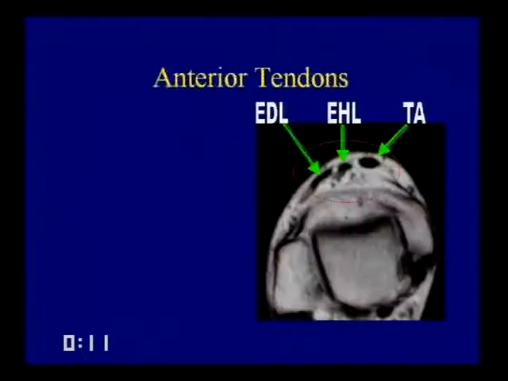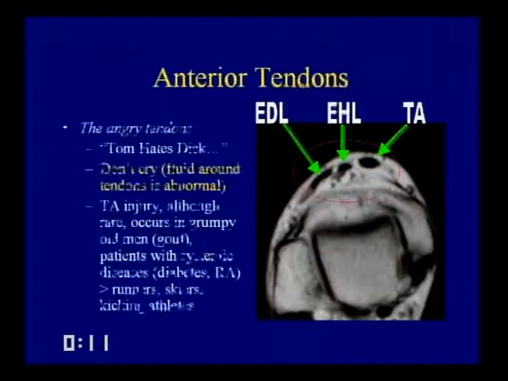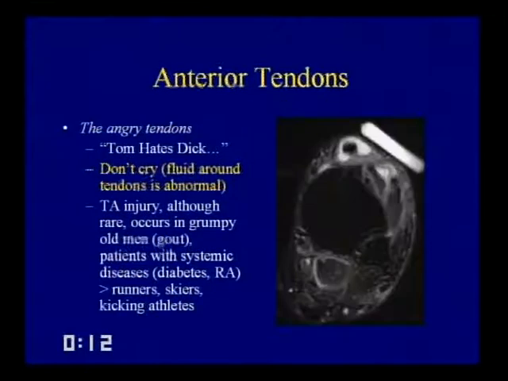The anterior tendons, I refer to these as the angry tendons because Tom hates Dick, because they don't cry. Fluid around the tendon is abnormal, as you see here, around the tibialis anterior. And tibialis anterior injury, although rare, tends to occur in grumpy old men, particularly with gout or patients with systemic diseases such as diabetes or rheumatoid arthritis, more so than in younger athletes who are runners, skiers, or kicking athletes.